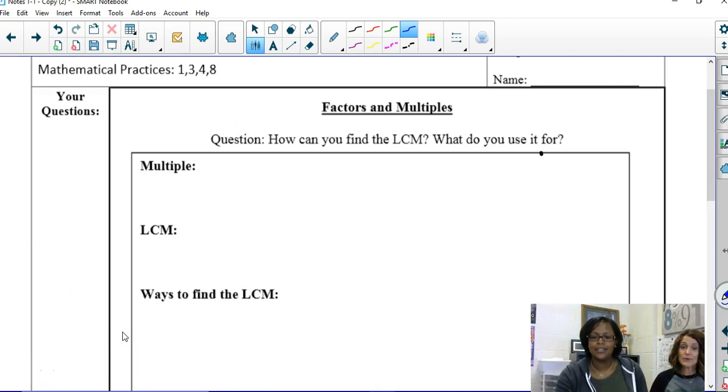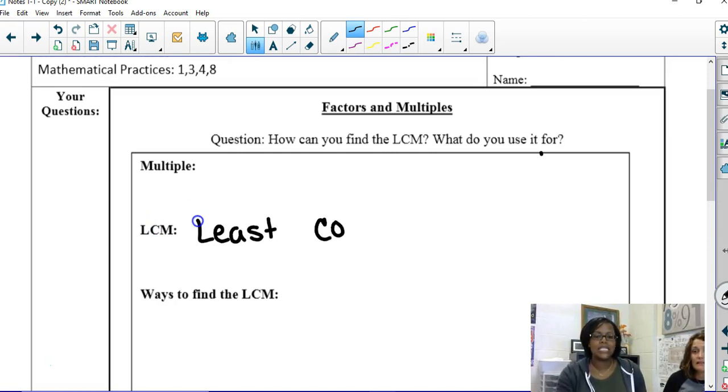All right, so you should have done a pretty good job of getting those three greatest common factor questions answered in your book. Now we're going to move on to multiples and the LCM. If GCF is the greatest common factor, then the LCM is the least common multiple.